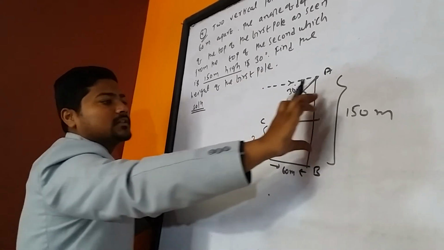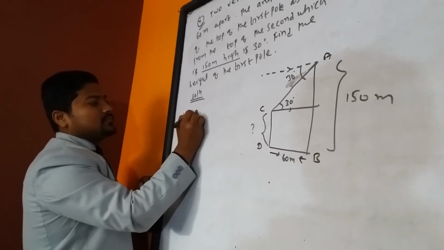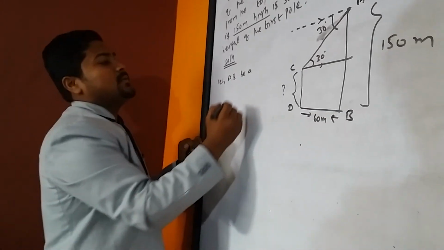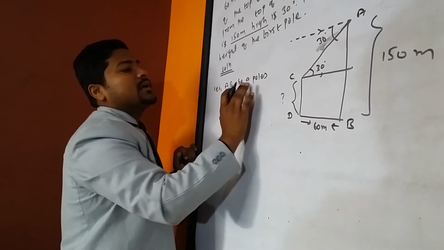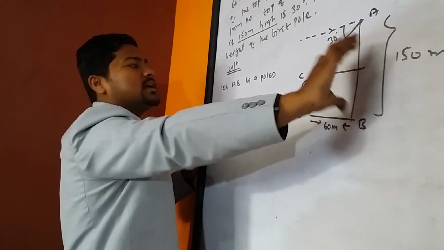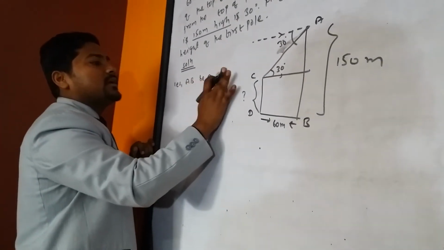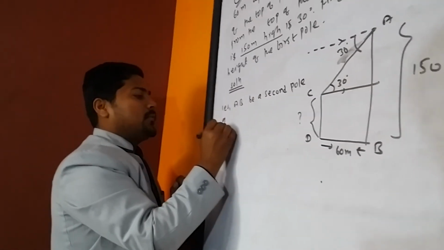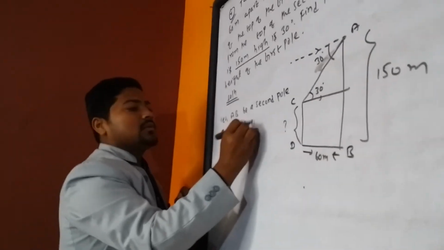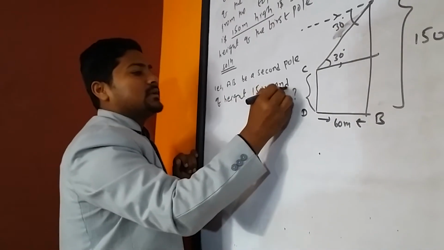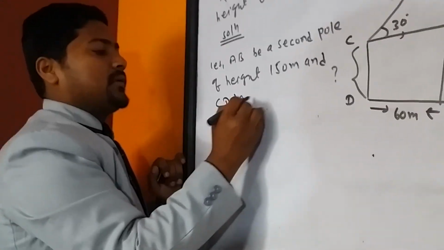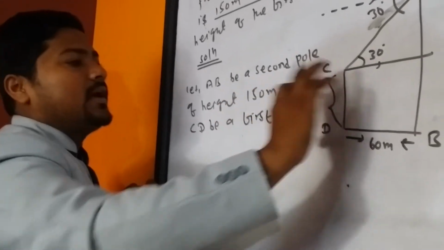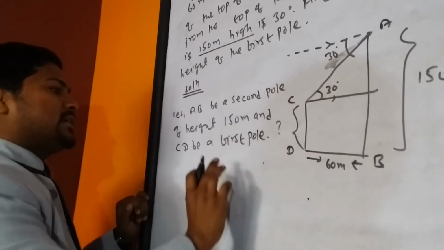This is our figure. Then we can say let AB be the second pole of height 150 meters, and CD is the first pole. Here we have to find the height of the first pole, CD.